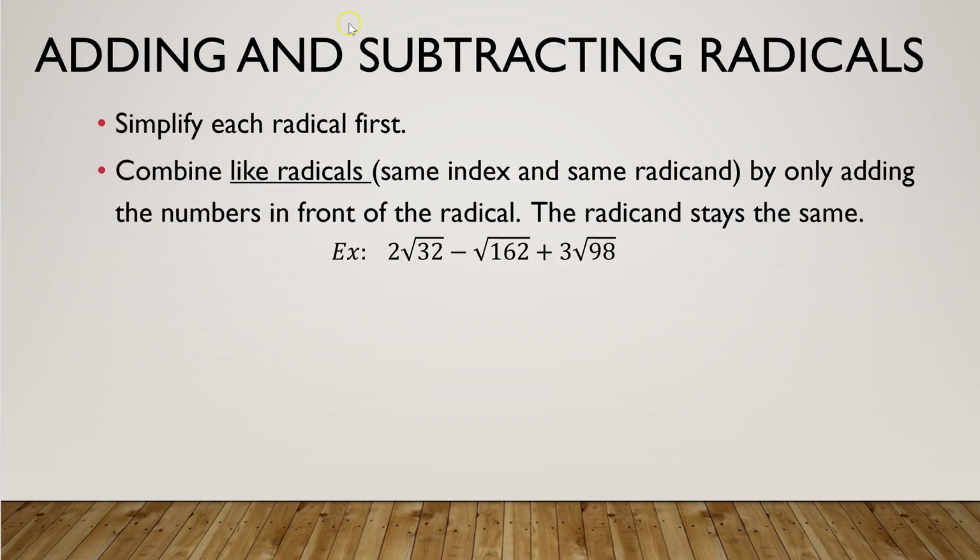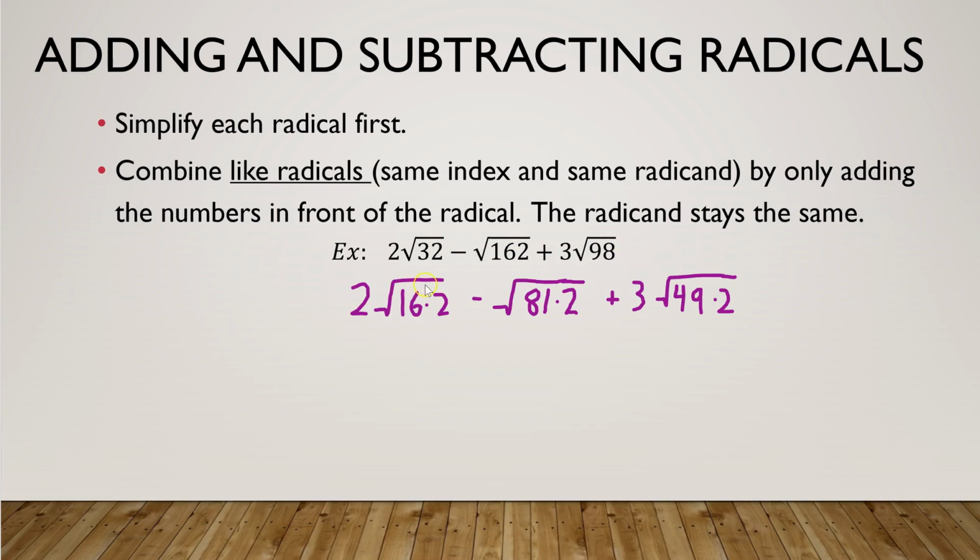Now we're going to look at how to add and subtract different radical expressions. The first step is going to be simplifying each radical, just like we did on the last slide. So I'm going to need to simplify the square root of 32, square root of 162, and the square root of 98 separately. The first thing I did was look for a perfect square that 32 was divisible by, 162 was divisible by, and one that 98 was divisible by.